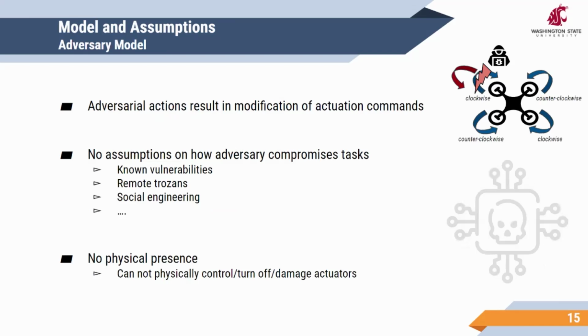And for the attackers' capability, we consider a case where the attackers' actions would compromise the normal behavior of the cyber-physical platform, and how the attacker could compromise the system. We don't have any explicit assumptions. It could be done by any existing technique like social engineering, using some known vulnerabilities or remote trojans. So we don't have any explicit assumption on how it could be compromised, but we are more focused on the after-effect of the compromise.